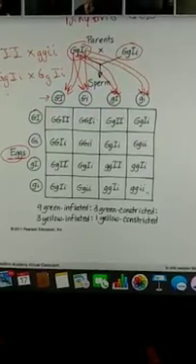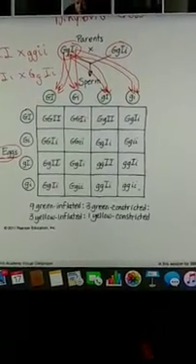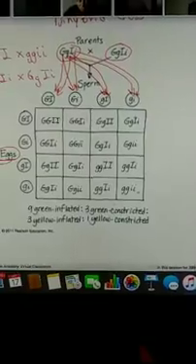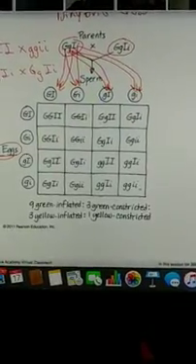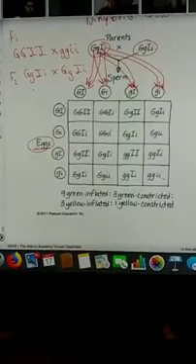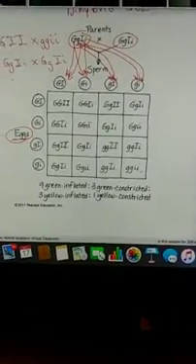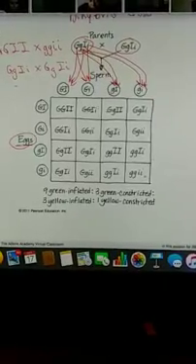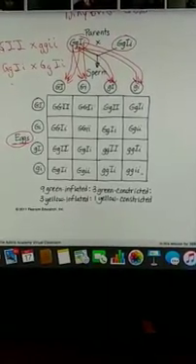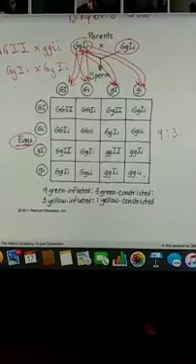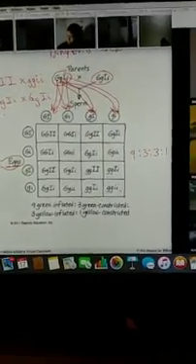Here's what I want you to know. I don't want you to have to do this on the test because it would take way too much time, but what I do want you to know is that, under normal Mendelian genetics, not incomplete dominance or penetrance or incomplete penetrance or codominance or anything like that, you should get a 9 to 3 to 3 to 1 ratio.